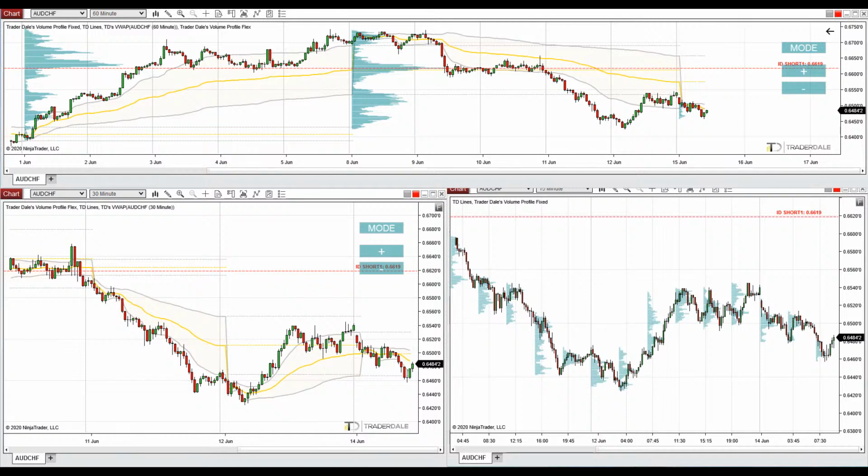Daily here with weekly trading ideas for the week starting today, the 15th of June 2020.